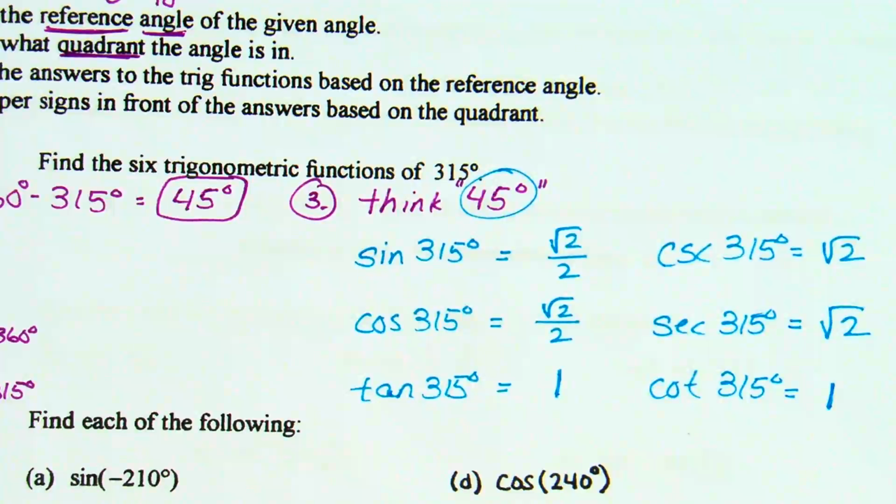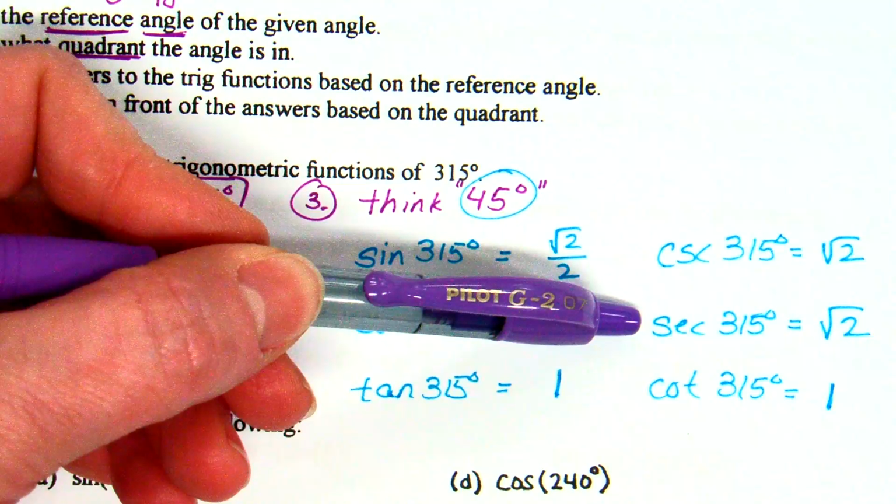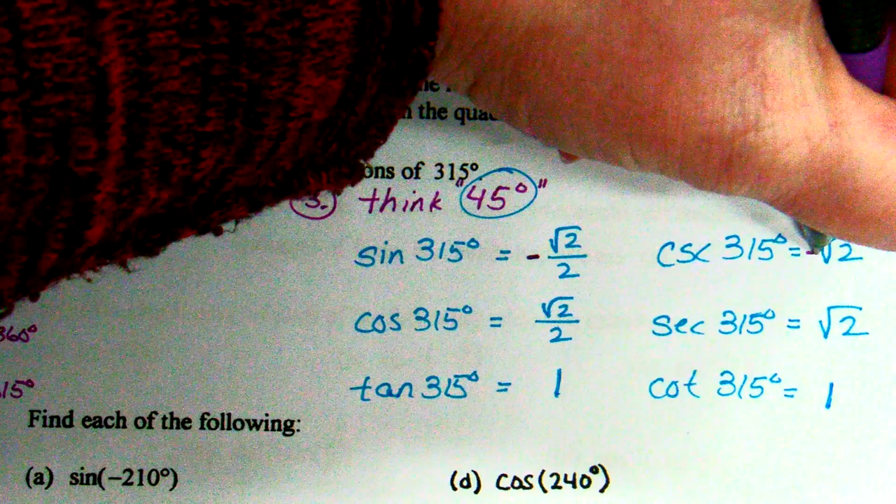Step 4. Put the proper signs in front of the answers based on the quadrant. So we already talked about which quadrant this is in? Quadrant 4, which for trig functions, okay, it's the cosine quadrant, right? It's the calculus quadrant, so it's C for cosine. So what does that say then? Cosine is positive and its reciprocal secant is positive. Everybody else is negative. So negative sine, negative cosecant. Negative tangent, negative cotangent.